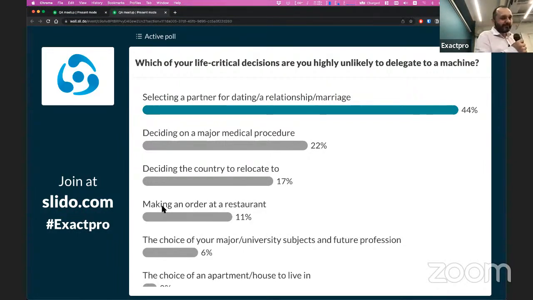Okay, let's wait maybe for one more minute. But you see, only 44%. It's less than half. So it's kind of okay, but not that definite. Quite many people would be okay just to ask a machine for advice and recommendation, even on such a serious question.